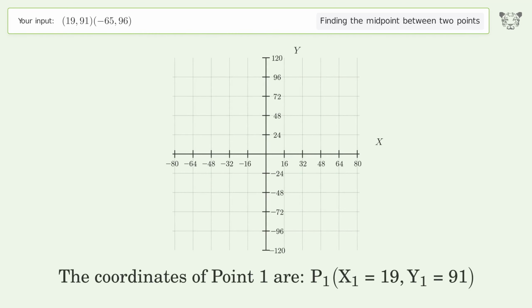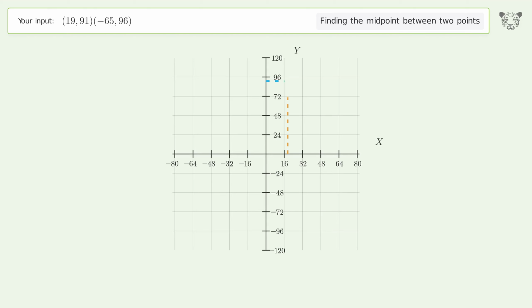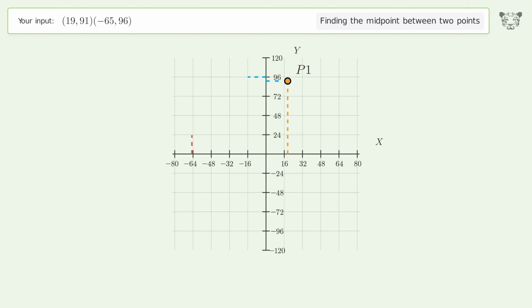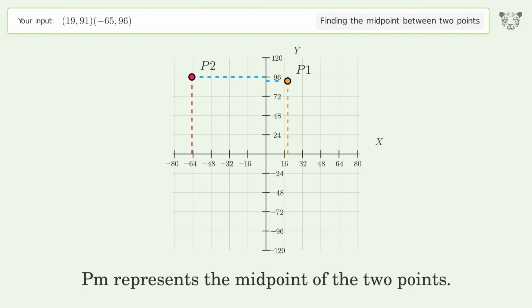The coordinates of point 1 are, x1 equals 19, y1 equals 91. The coordinates of point 2 are, x2 equals negative 65, y2 equals 96. PM represents the midpoint of the 2 points.